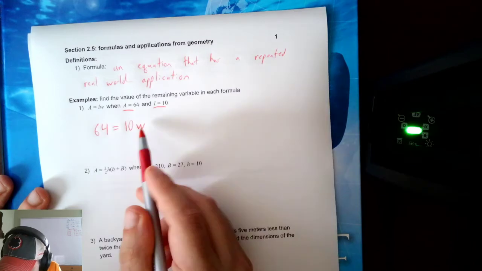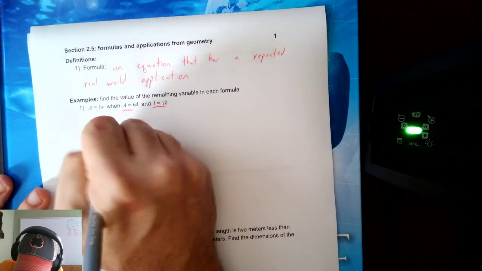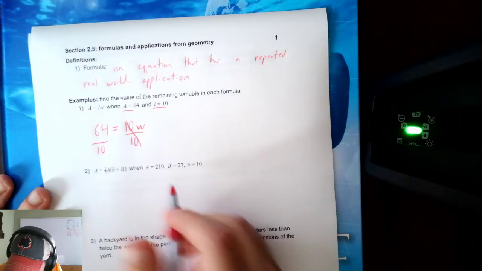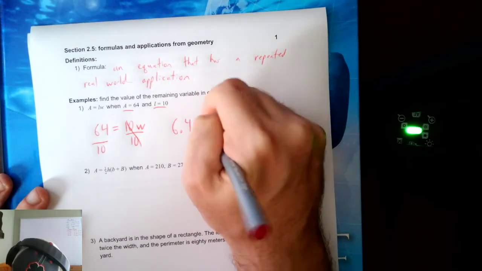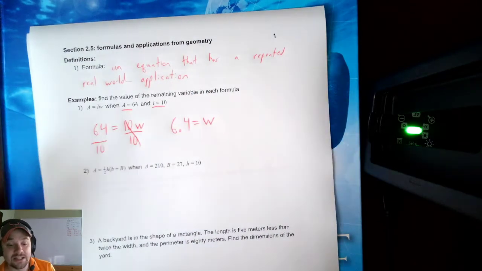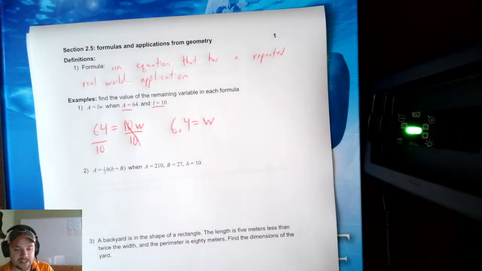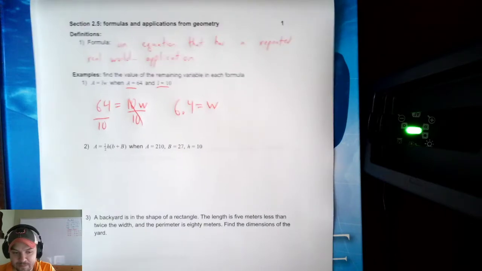How do I get W alone? Well, I can divide, right? I got to divide to get the 10 by itself. When I divide there, I get 6.4 equals W. When working with formulas, we typically like to leave our answers in decimal format, since a lot of times it might be easier for us to understand the real-world applications given the decimal format.